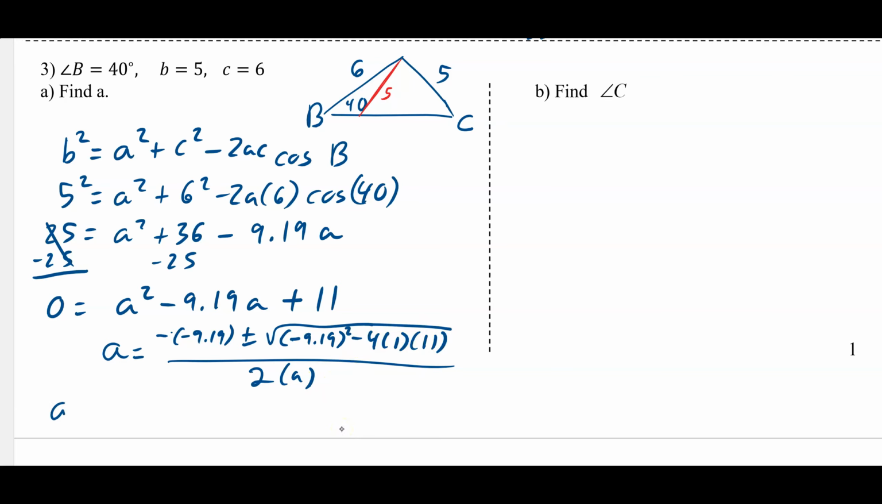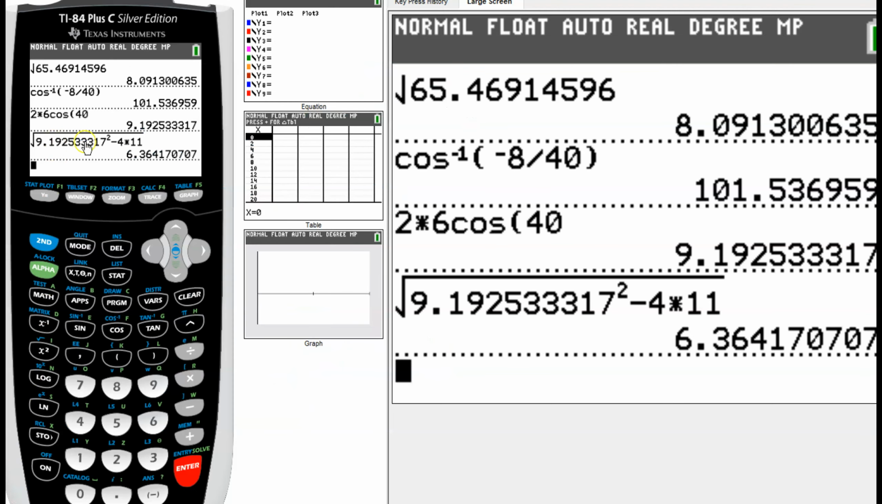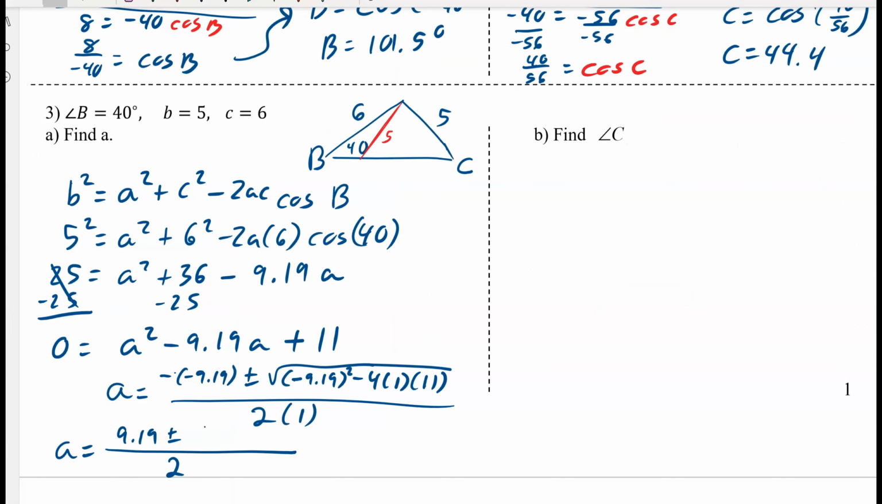All right, let's see what we get here. This is 9.19 plus or minus, and then that square root we're just going to plug in the calculator. Our a here is 1. I've done the 2 times 6 cosine 40 to get the 9.19 and then squared it, minus 4 times 1 times 11, and we get 6.364. And so these are our 2 answers.